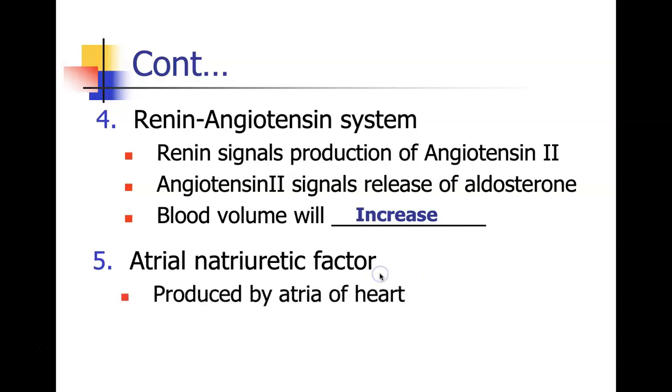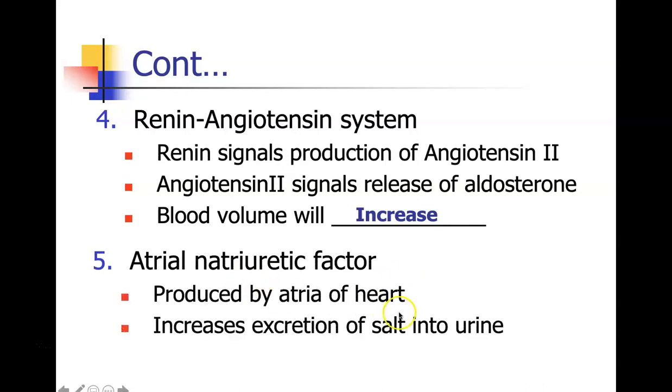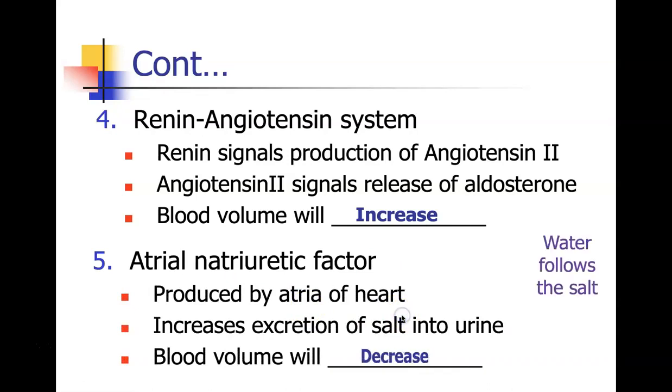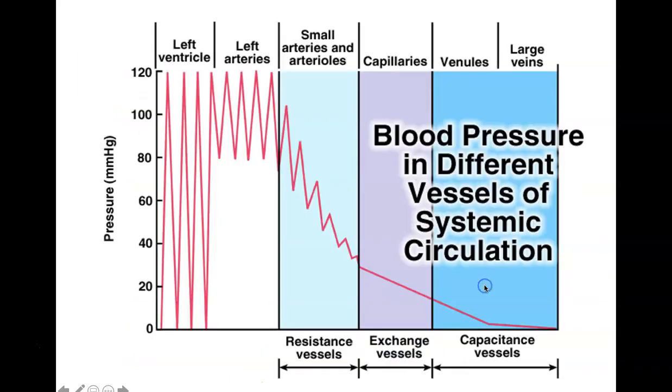ANF, produced by the atria of the heart, increases salt excretion into the urine. And when it does this, water will follow salt into the urine, and you pee out that urine, so blood volume will decrease. So this hormone relies on the basic principle of diffusion where water is going to follow salt. If you increase excretion of salt into the urine, water will follow, blood volume will decrease, and therefore blood pressure will decrease. So mostly blood pressure is controlled by blood volume changes from those hormones.